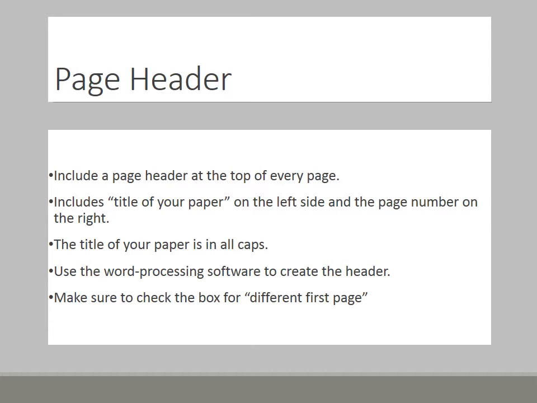APA 6th edition requires a page header as part of the setup of the paper. The page header must be included at the top of every page. This includes a shortened form of the title of the paper on the left side of the page and the page number on the right. The shortened title should appear in all caps and be no longer than 50 characters.